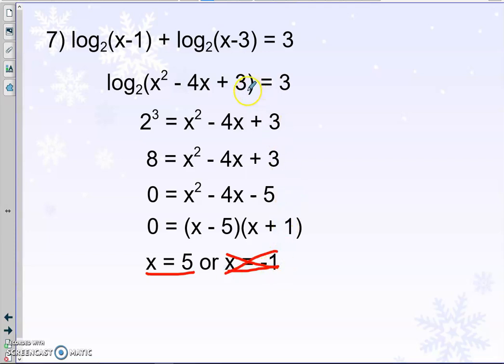And again, it's not because we made a mistake in doing the math. It's that this answer was an extraneous solution. It doesn't work. And so my final answer is x equals 5. Well, I hope this helped.